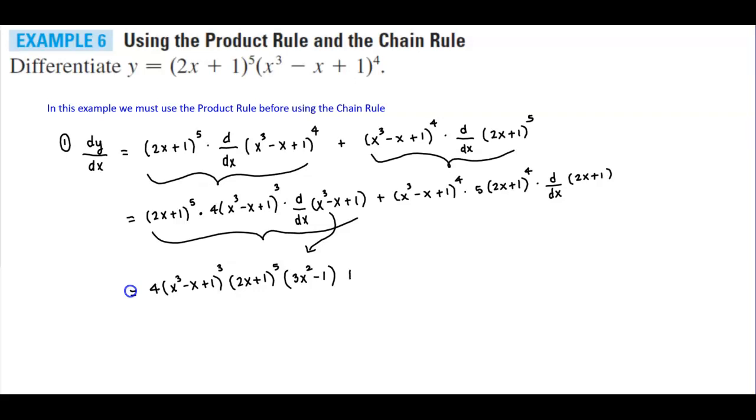And then plus, again rewriting, the coefficient 5 times (2x + 1) to the 4th power times (x cubed - x + 1) times the derivative of 2x + 1, which is 2.